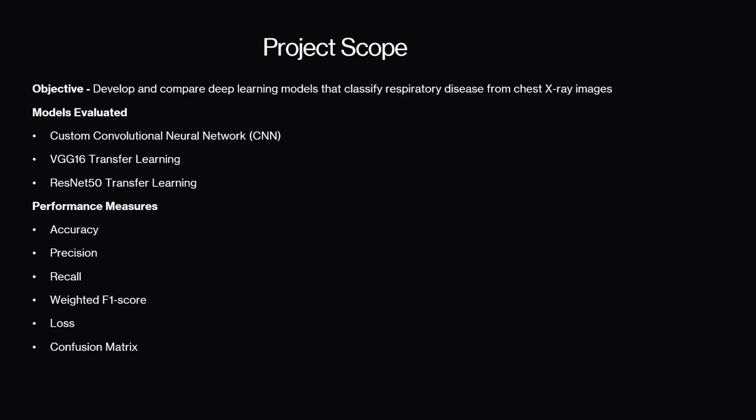This project investigates whether deep learning can accurately classify respiratory disease using chest X-ray images. Instead of evaluating a single predictive model, I compared 3 different convolutional neural network architectures. The first was a custom CNN that learned imaging characteristics directly from the training dataset. The other 2 models used transfer learning through the pre-trained VGG16 and ResNet50 architectures. All 3 models were trained and evaluated using the same dataset. This way, differences in performance reflected the model architecture instead of differences in the underlying data.